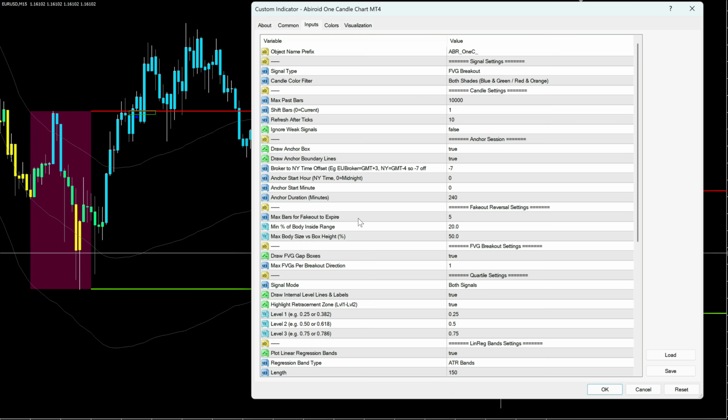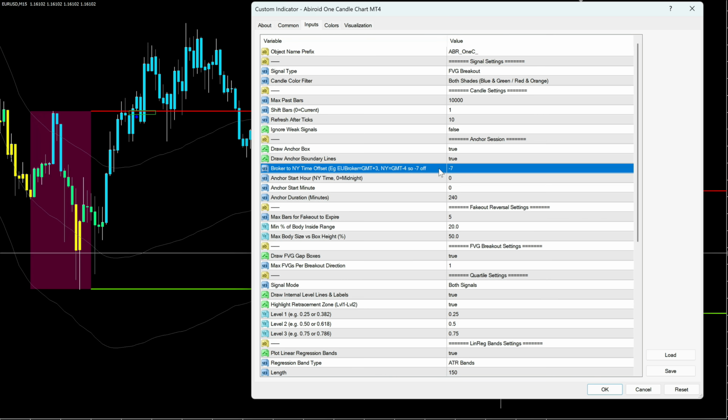And you can define any anchor box that you like. Like right here, we have 240 minutes, which means 4 hours. So one candle is for H4, but you can define this to be something like, so that would be the daily chart. Also, it doesn't have to be exactly one candle. You can have any start hour and start minute.